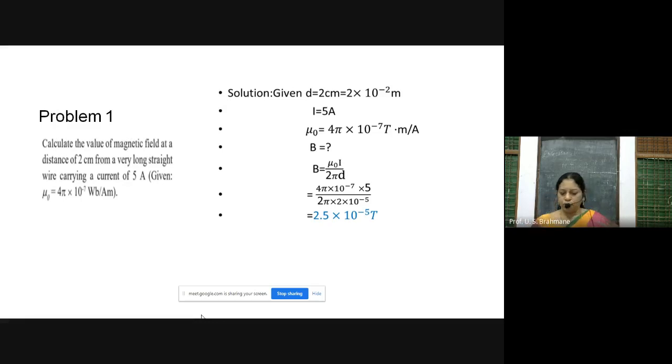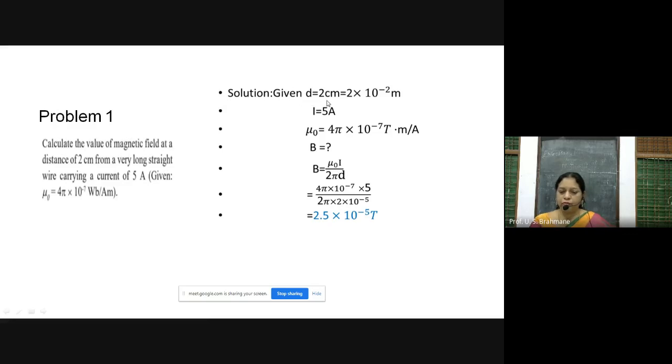So the first problem I just read is: calculate the value of magnetic field at a distance of 2 centimeter from a very long straight wire carrying a current of 5 ampere. Given mu 0 equal to 4 pi into 10 raised to minus 7 Weber per ampere. So the solution is like this, children. Whenever a problem is asked in an exam, try to read and understand it, and then see what is given.